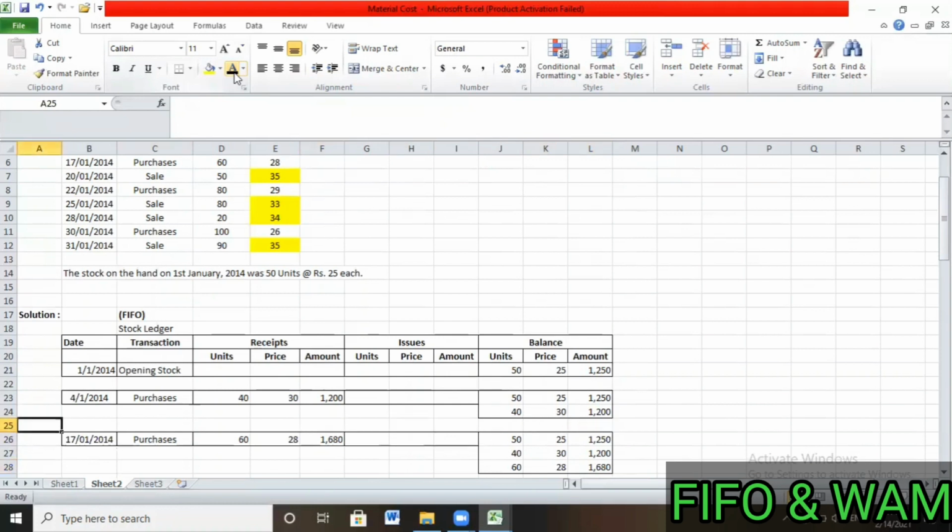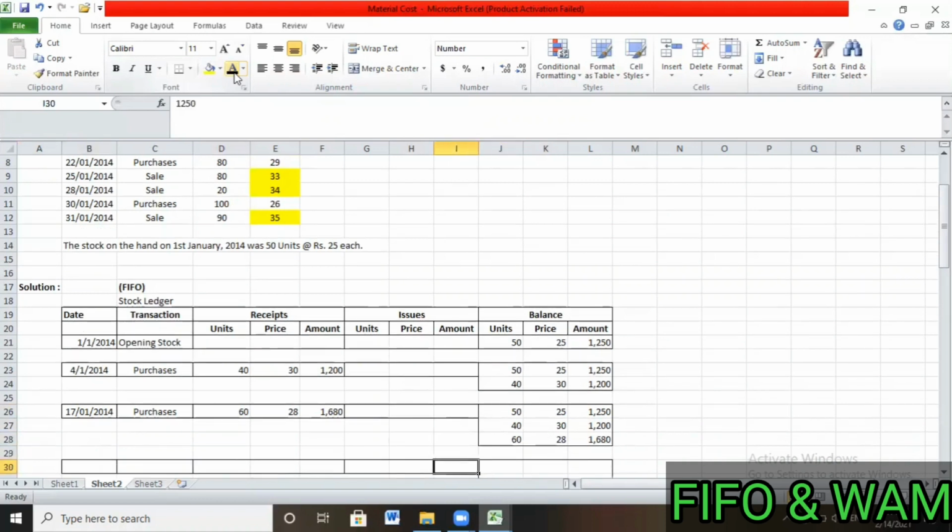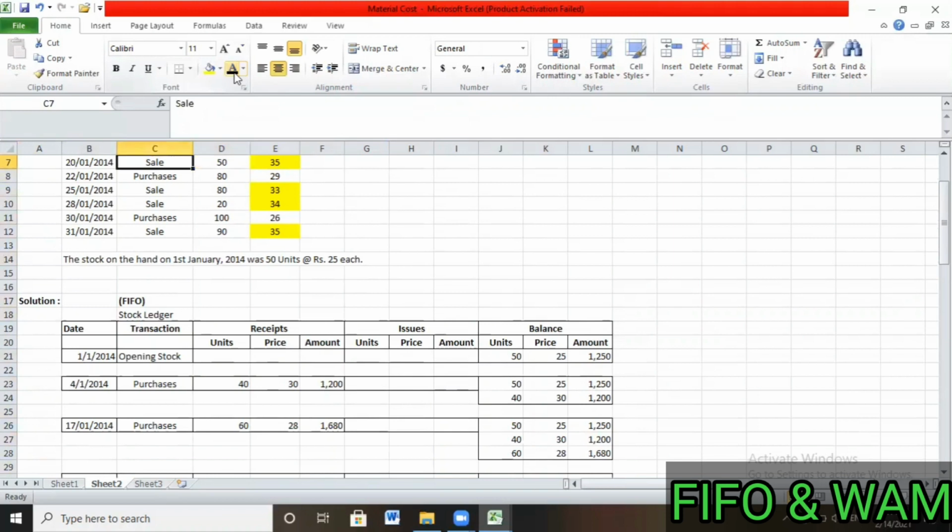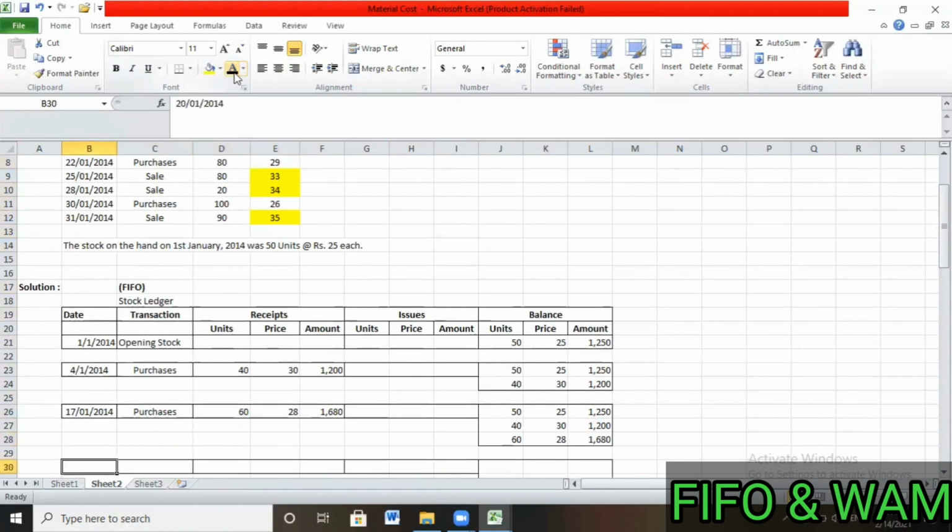So why I told you to leave one line? This is the reason: we must be able to distinguish between the dates, that this is all about 4th January, this is all about 17th January. We are taking note of that particular day, the date of transaction. Then I'll follow here. The next date is 28th January of selling 50 units. So I'm moving ahead.